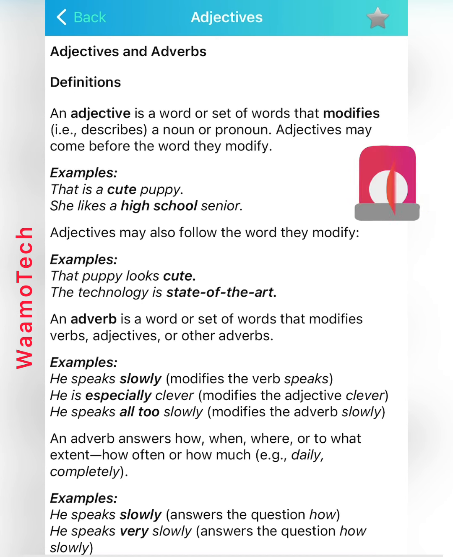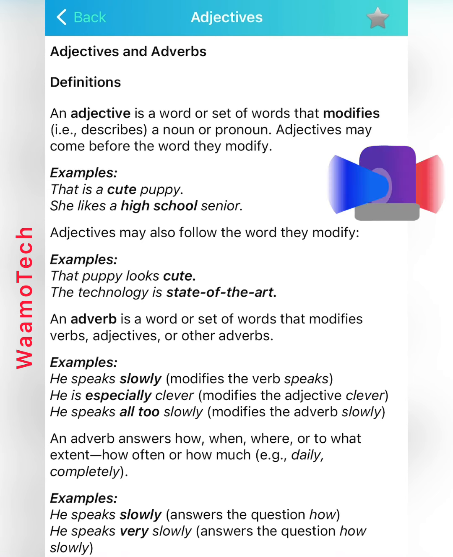Now let's look at a couple of examples. The first example is, that is a cute puppy. The word cute is bolded, and it comes just before the noun puppy. Puppy is a noun. Cute is an adjective. The word cute is explaining or describing or saying something about the noun puppy, and therefore cute is an adjective.